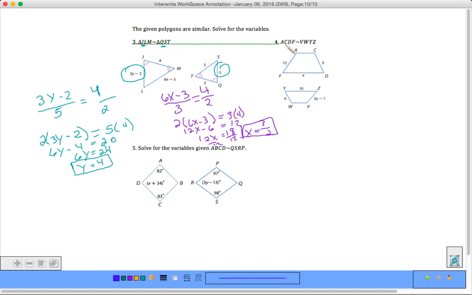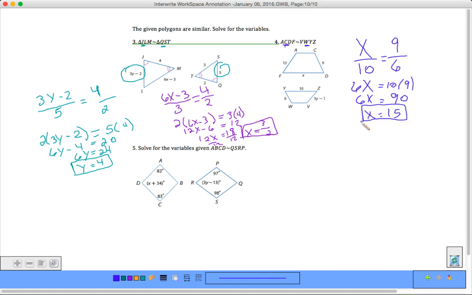Okay, trying another one, we have ACDF is similar to VWYZ. So DF should correspond to YZ. So I can say x over 10 should be equal to CD over its corresponding side. So CD, the two middle letters here, should correspond to the two middle letters here. So WY, which is 6. And I can cross multiply, so that gives me 6x equals 10 times 9, or 90. And then we'll divide both sides by 6 and get x equals 15.